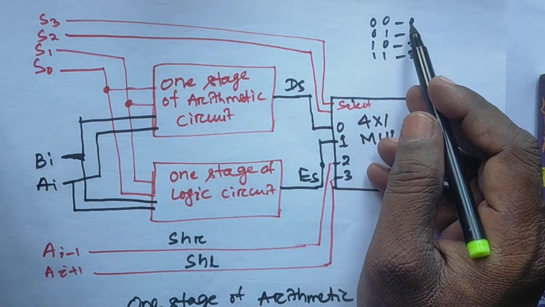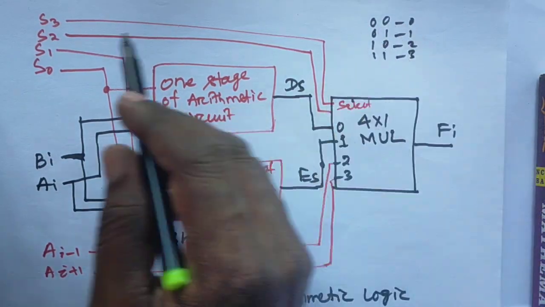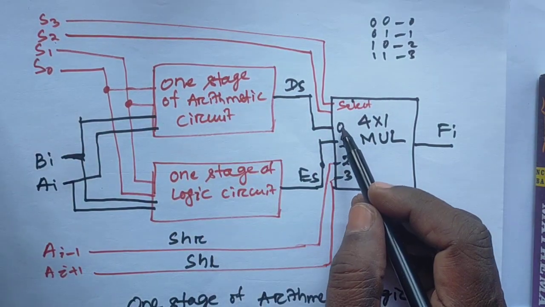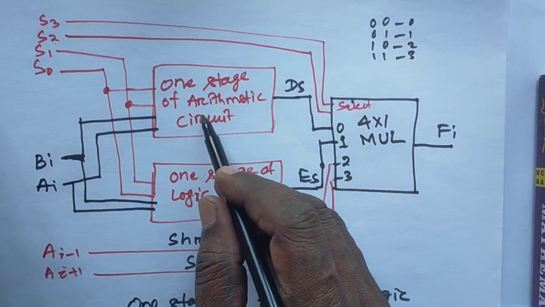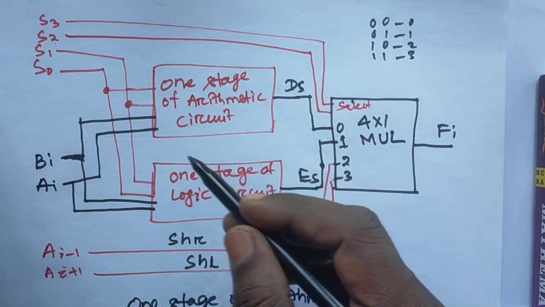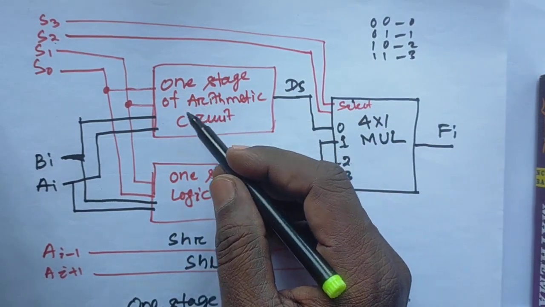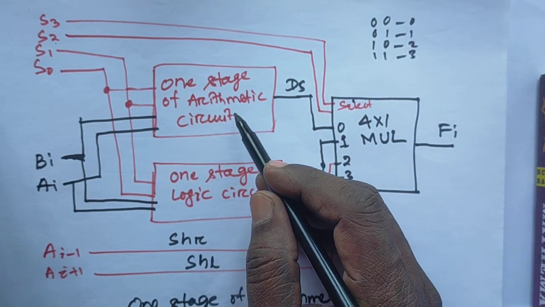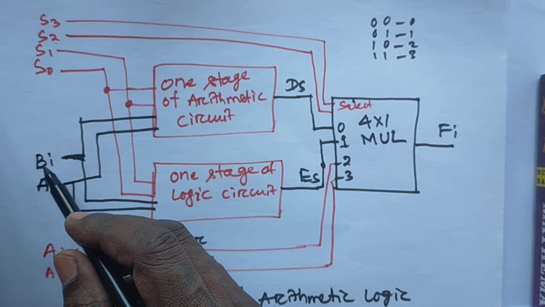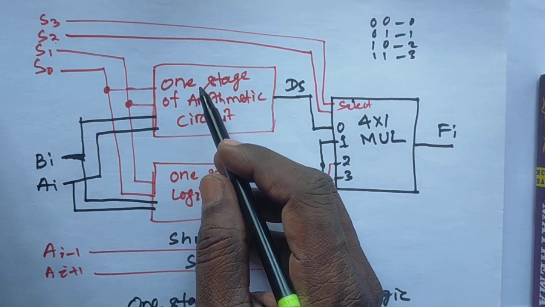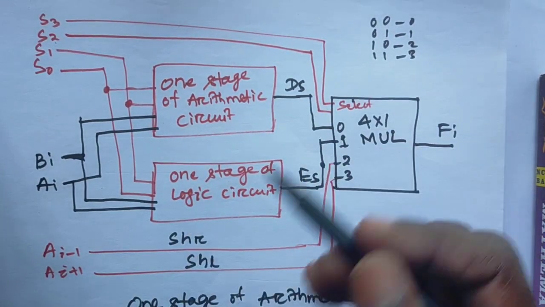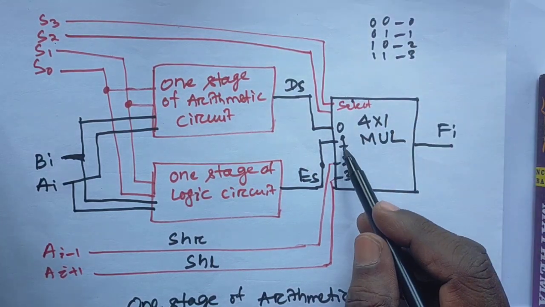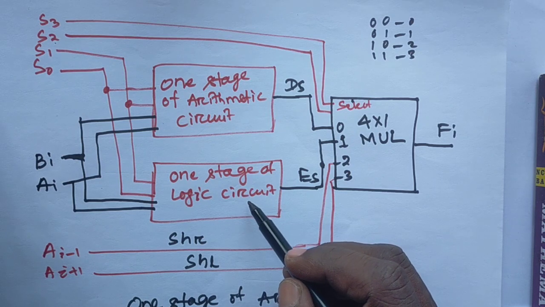If S2 and S3 are both 0, then what happens? Both are 0, so position 0 means the arithmetic operation will start. What are the arithmetic operations? Different arithmetic operations will start, and they will receive the data from AI and BI. A number of operations we can consider. Similarly, 0 1 means position 1, which is the one stage of logic circuit.